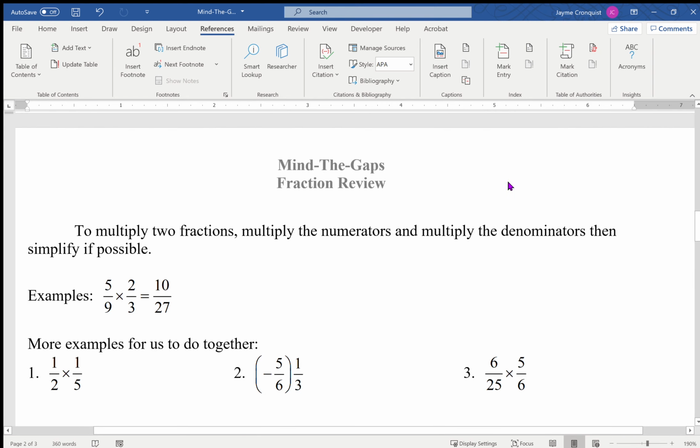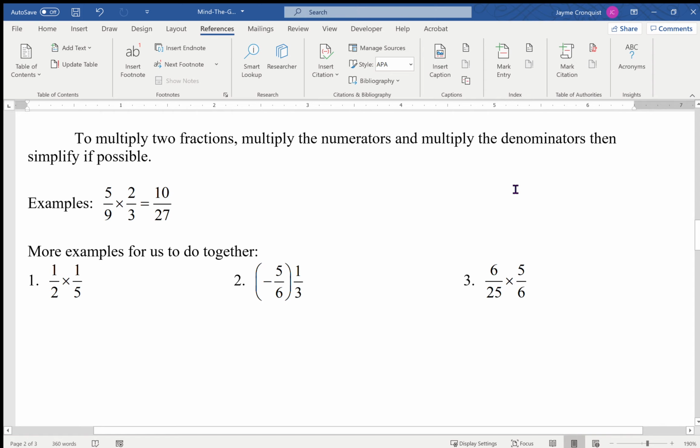All right, this is the rule for multiplying fractions. Multiplying two fractions, you multiply numerators and denominators. So basically, it's straight across. 5 times 2 is 10. 9 times 3 is 27. At this point, you would then simplify if you needed to. These have no common factors. All right, here's some more examples. 1 times 1, so we go straight across. 2 times 5 is 10, and that one's done.